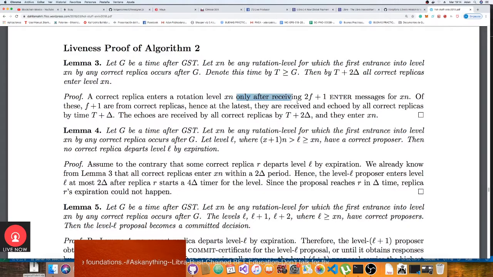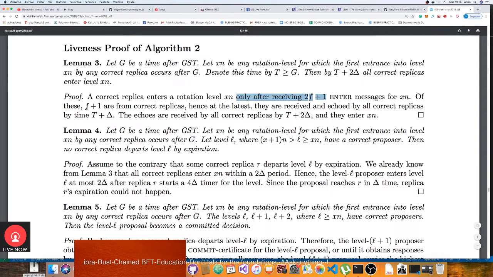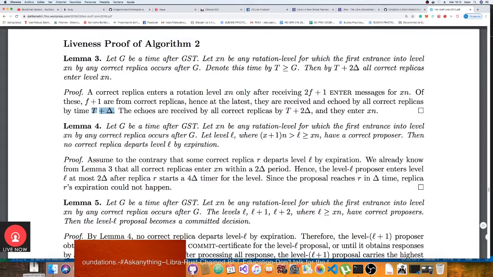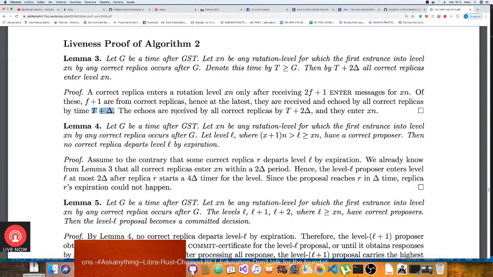So only after the condition to make the BFT protocol resilient, enter measures for exit of these 2 plus of other are from correct replicas. Hence, at the least, they are receiving an echo from all correct replicas by the time T plus delta. So these echoes, which in another sense I'm calling in terminology the Braccia echo, are received by all the correct replicas by T plus 2 delta and they enter X.